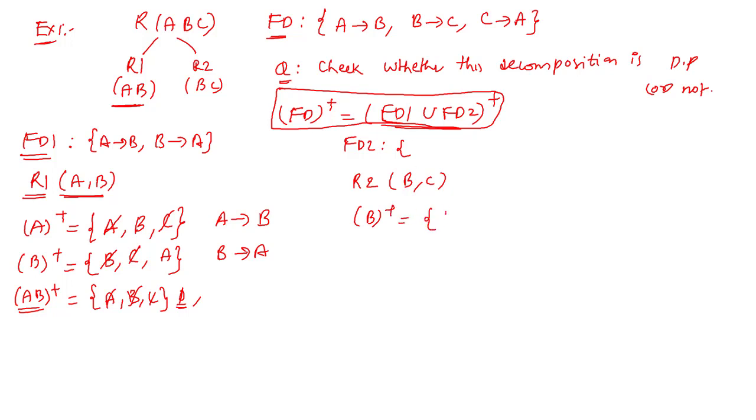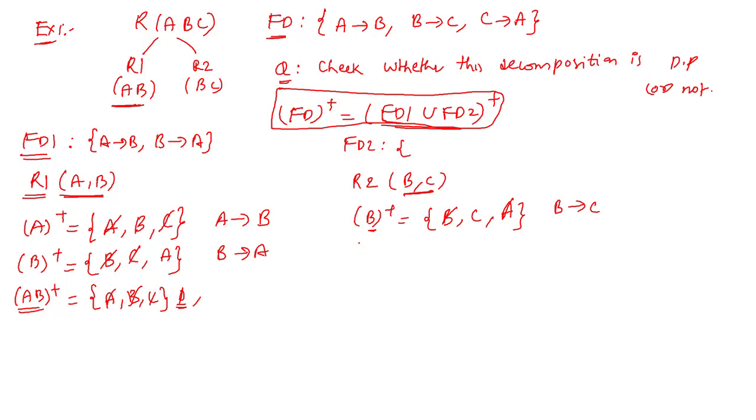So B can determine itself, and B can determine C from B implies C, and C can determine A here. In this, B is a trivial attribute, and I can remove A because A is not a part of this relation. The functional dependency is B implies C.